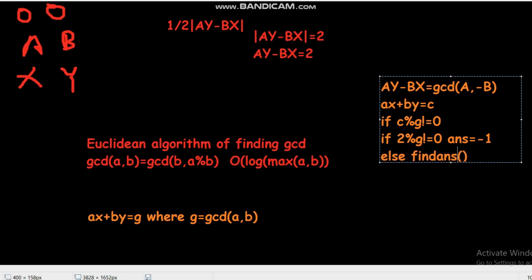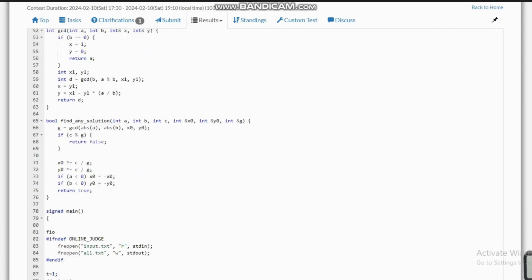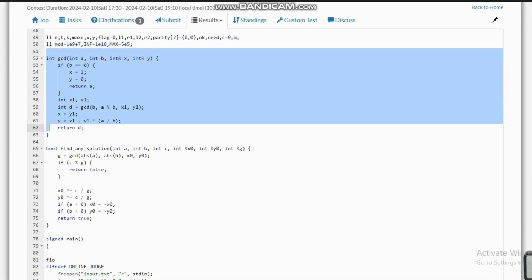We find the answer with our parameters, which will be nothing but a comma minus b. Okay, so that's the overall algorithm of our problem. So let's look at the code. I will try to explain the extended Euclidean part also. So here is the extended Euclidean algorithm part.